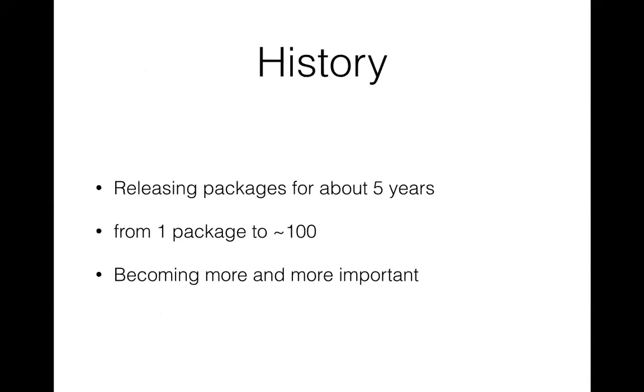So, open source at Jane Street, a bit of history. We started releasing packages about 5 years ago. Initially it was one package, Sexplib, the original package. And now, the latest release is about 94 packages. So it has grown a lot, and it's becoming more and more important, both in terms of the volume of code released and in terms of interest.